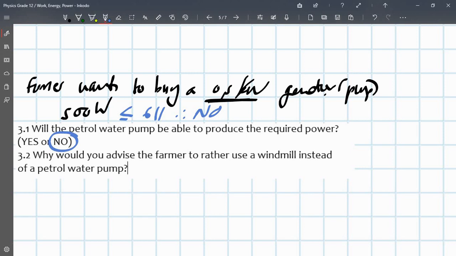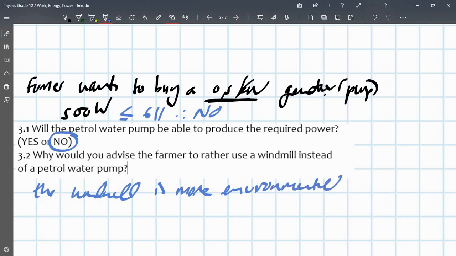Yeah, so that's pretty much it. That's what you'd say. You'd say something like, the windmill is more environmentally friendly. Right. So it's something quite straightforward like that.